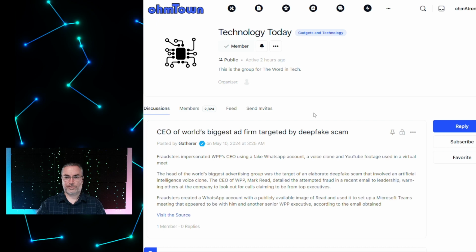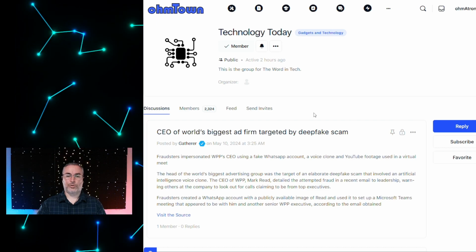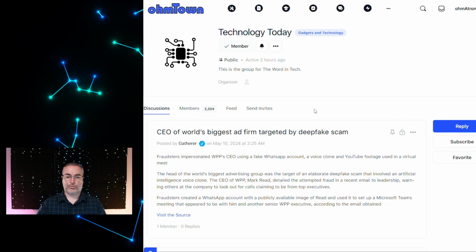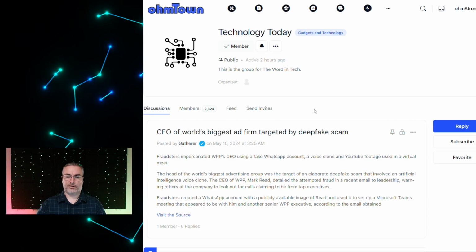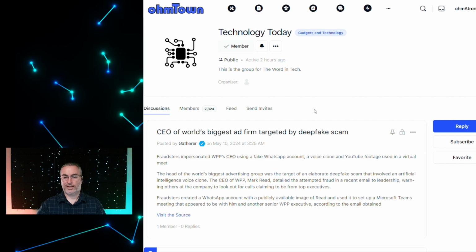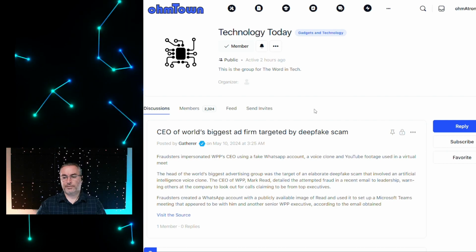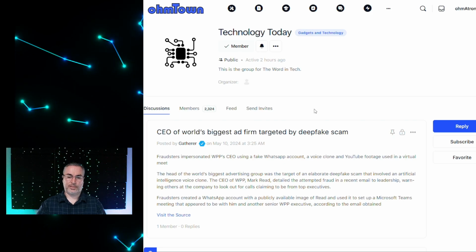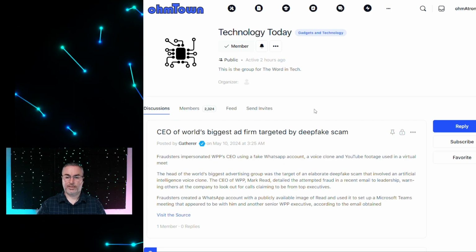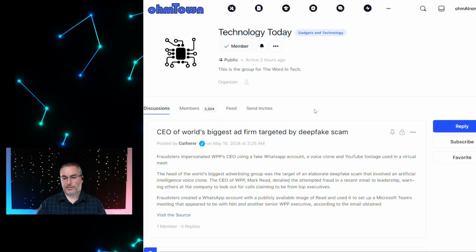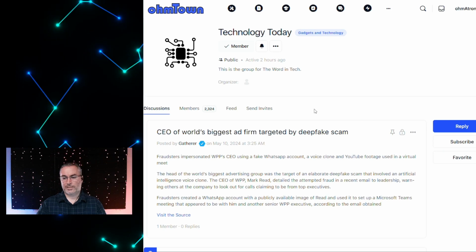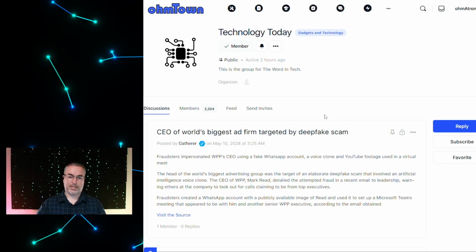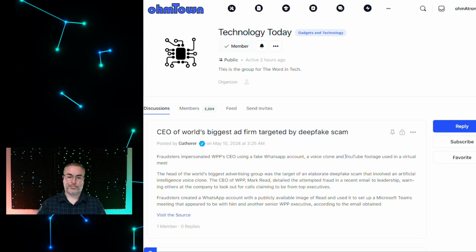So the next article is over in Technology Today. CEO of world's biggest ad firm targeted by deepfake scam. The head of the world's largest advertising group was the target of an elaborate deepfake scam that involved an artificial intelligence voice clone. The CEO of WPP, Mark Reed, detailed the attempted fraud in a recent email to leadership, warning others in the company to look out for calls claiming to be from top executives.